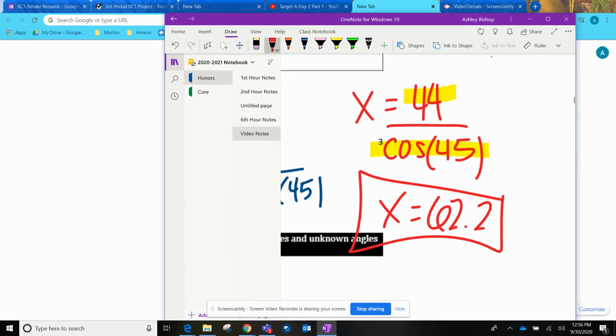We will practice tomorrow. Make sure you can do these.